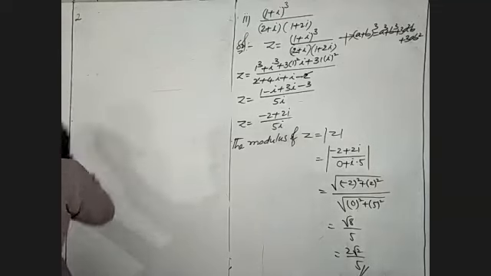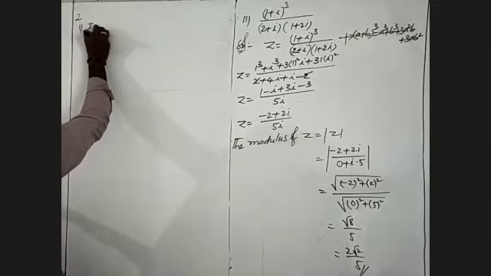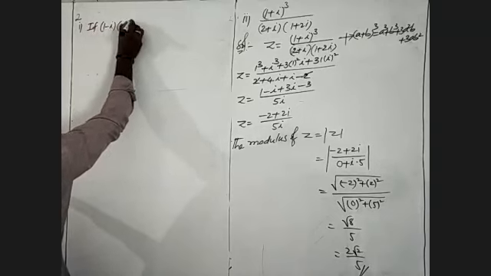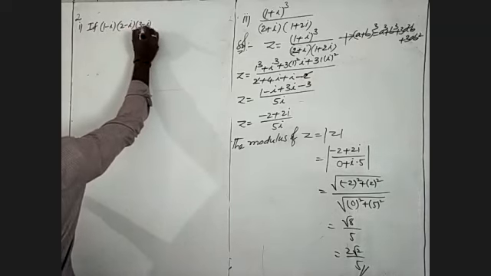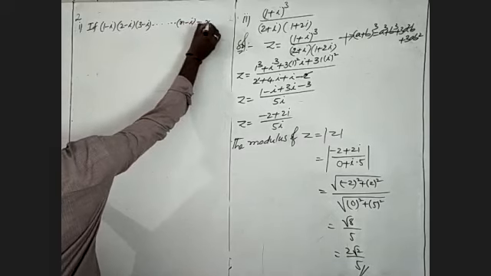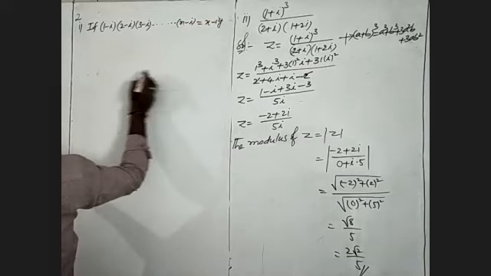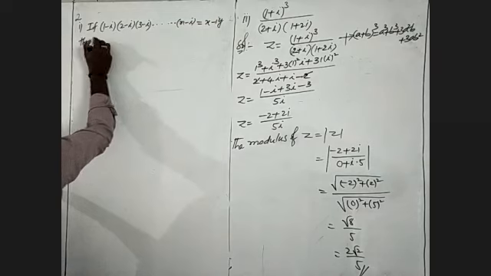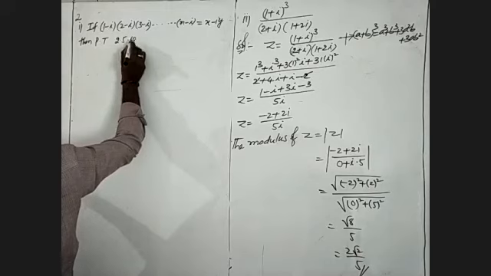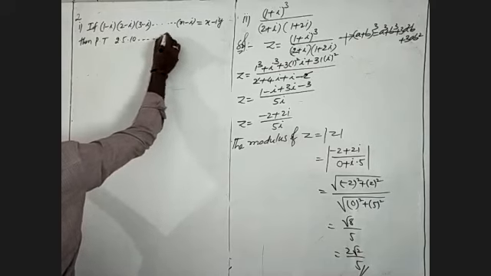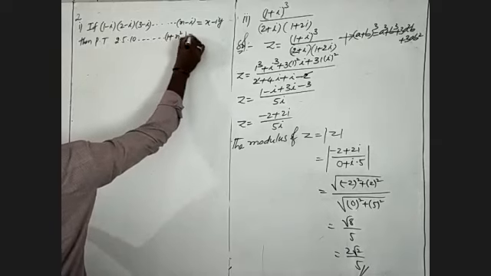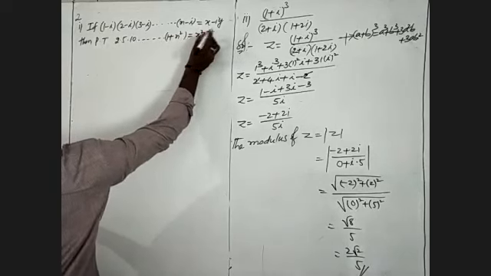Second problem, first one: if (1 minus i)(2 minus i)(3 minus i) and so on up to (n minus i) is nothing but x minus iy, then prove that 2 into 5 into 10 and so on up to (1 plus n square) is equal to x square plus y square.